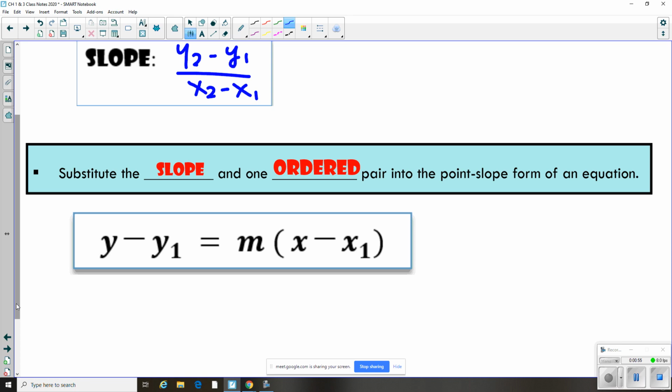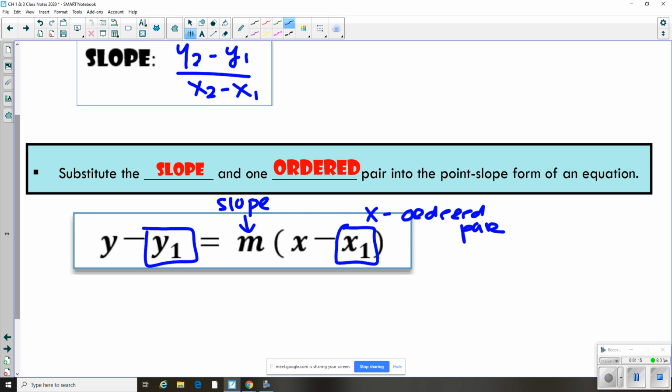Okay, what you're going to do is plug in. m is always your what? Slope. So your slope is going to go here. And then your y1 and your x1 come from the ordered pair. So this is going to be your x value in your ordered pair, and then the y1 is your y value in your ordered pair. And then x and y just say x and y, right? So sometimes students flip-flop them, but it's always going to be y minus a number equals your slope, and then x minus a number. Okay, and minus is going to be the default. So if you were subtracting a negative, then we would turn that into a plus sign.